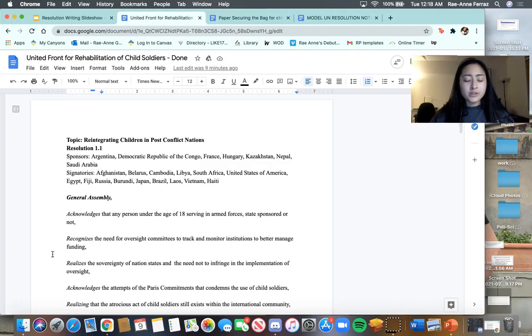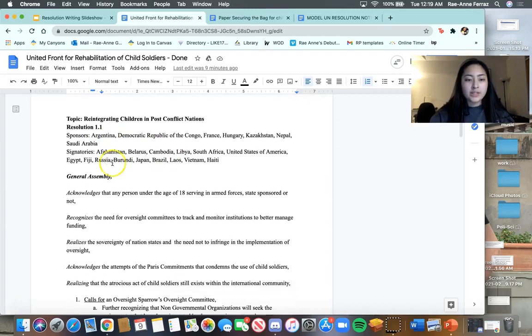A lot of this resolution writing process will take place during unmoderated caucuses, where you will collaborate with other countries or characters, depending on what committee you're in. And you're fleshing out all your ideas on what you want to include in your resolution on how to solve the issue. What I have here is an example of what a very basic draft resolution would look like. This is one that I previously wrote during a practice conference.